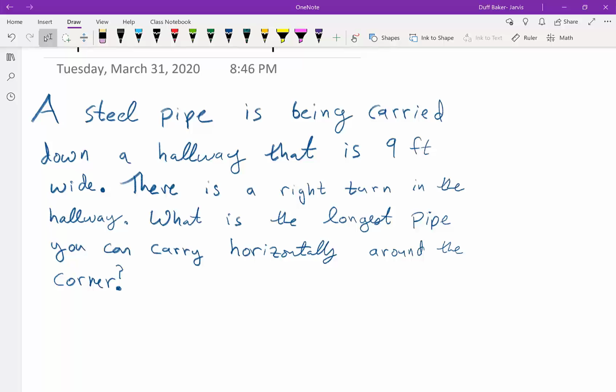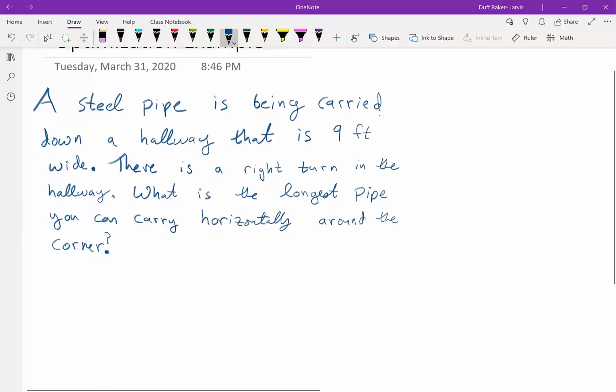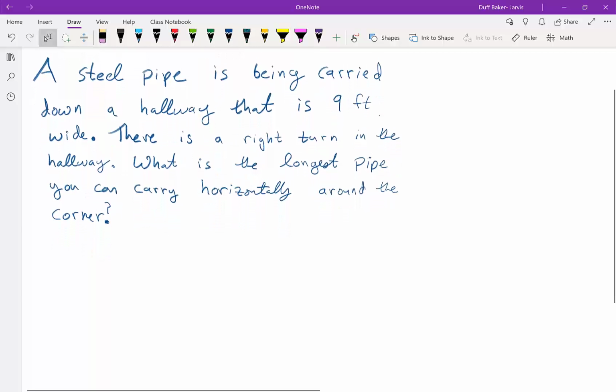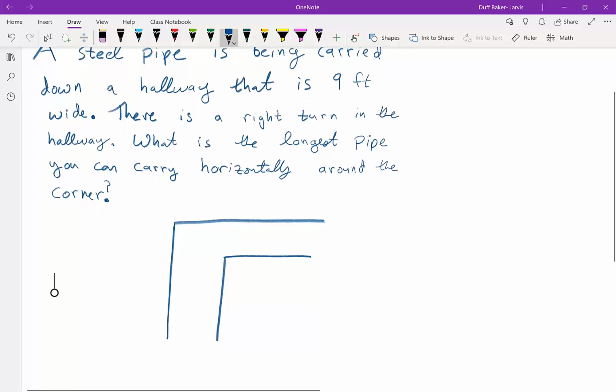So what we're asking here is, the basic idea is, make it a little bit smaller. So the basic idea is if you have a hallway that makes a right angle corner, right, and then you have a long steel pipe that you're only allowed to carry perfectly horizontally, just to make the problem simple. And we know that the hallway is 9 feet wide.